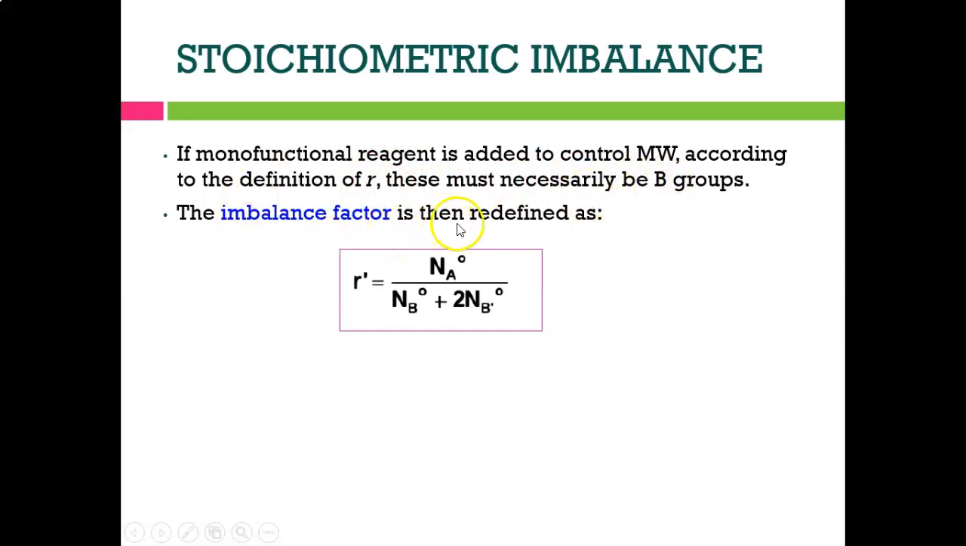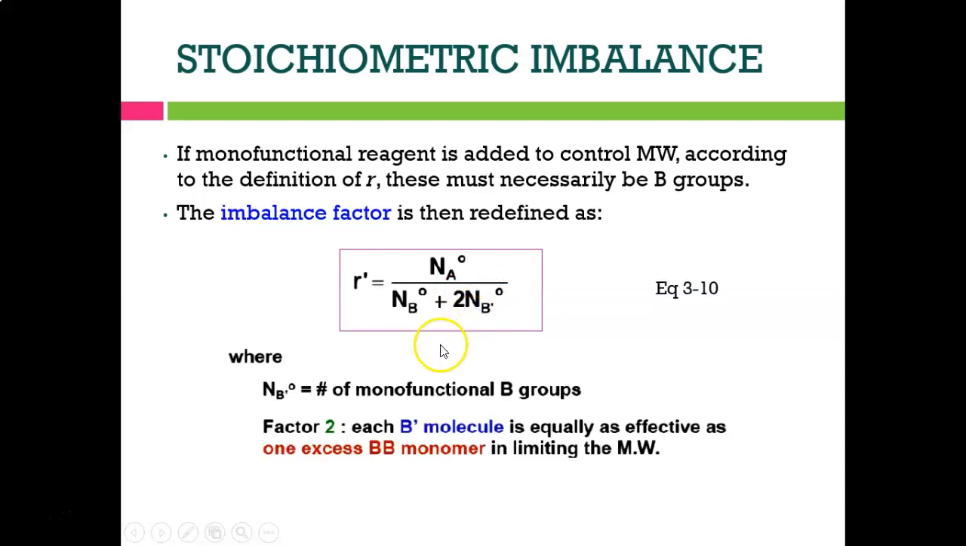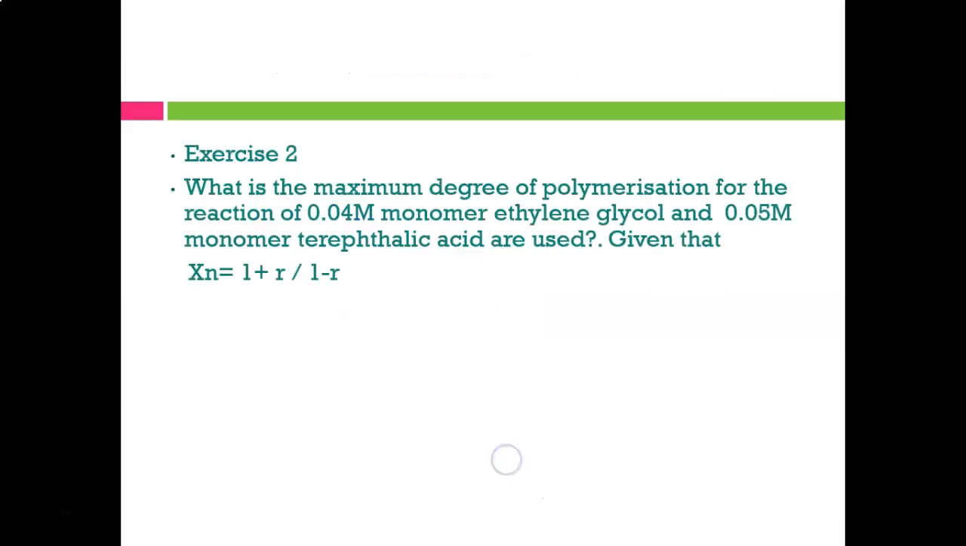So the imbalance factor is then redefined as Na naught over Nb naught plus 2Nb prime naught. And Nb prime naught is number of monofunctional B groups. Okay, kita kena tambah dengan Nb prime naught. Okay, sorry, ada prime kat sini. And factor 2, each B prime molecule is equally as effective as one excess BB monomer in limiting the molecular weight. And factor R prime is substitute for R in the previous equation.